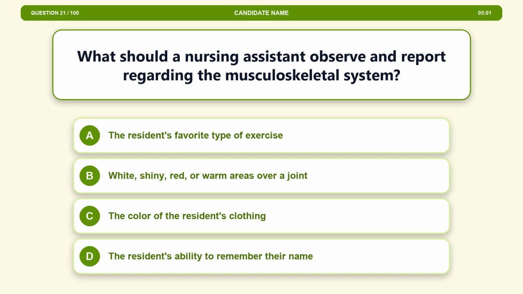Question 21. What should a nursing assistant observe and report regarding the musculoskeletal system? Option A, the resident's favorite type of exercise. Option B, white, shiny, red, or warm areas over a joint. Option C, the color of the resident's clothing. Option D, the resident's ability to remember their name.